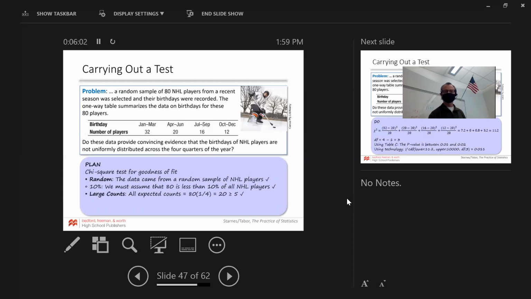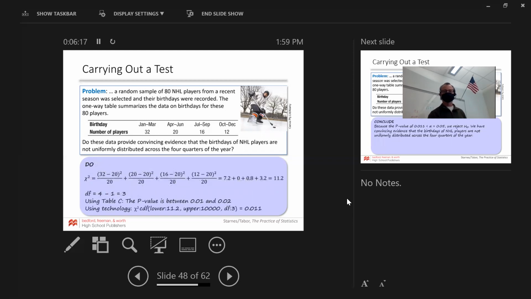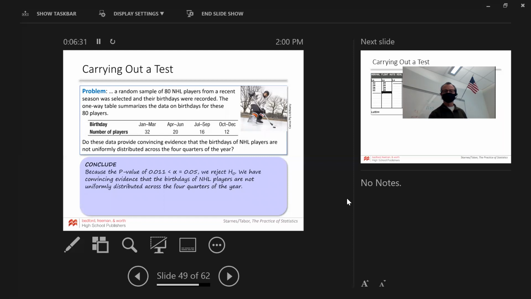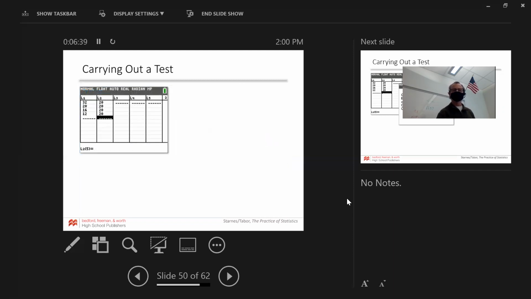Alpha level's 5%. All the expected counts are 20, all bigger than 5. Okay? We must assume that 80 is less than 10% of all NHL players, which it's not. But if you just said all professional players, you could do it that way. Degrees of freedom. There's 4 quarters, so there's 3 degrees of freedom. We get a p-value of 1.1%. Reject the null. Okay? There is not uniform distribution of birthdays.